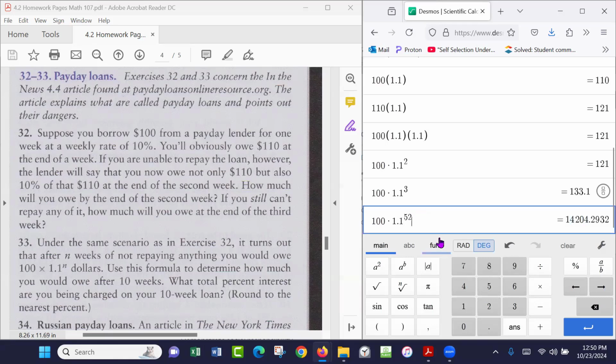You just change the number here. You know, if you want to know, well, what if I don't pay them off for 10 weeks? Oh, I'll owe $259. If I don't pay them off for 100 weeks, I will owe that amount of money, and so on and so forth, right?